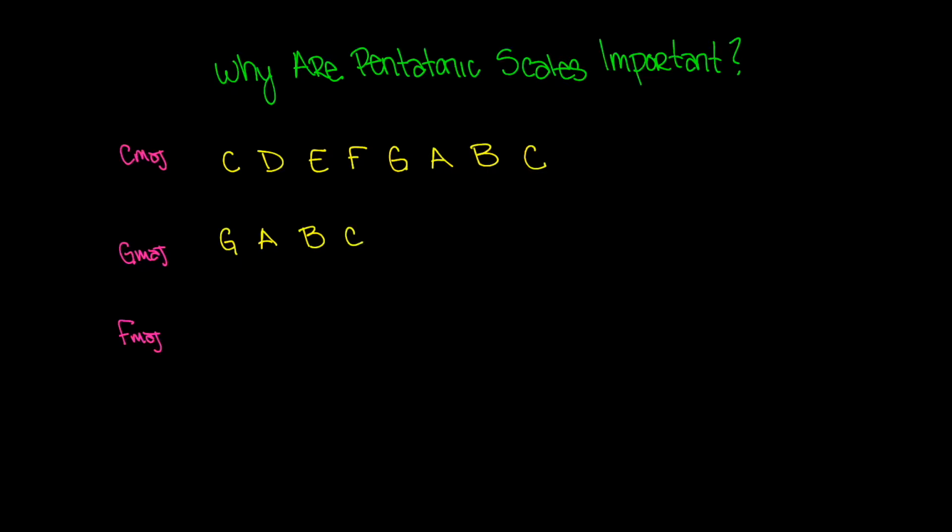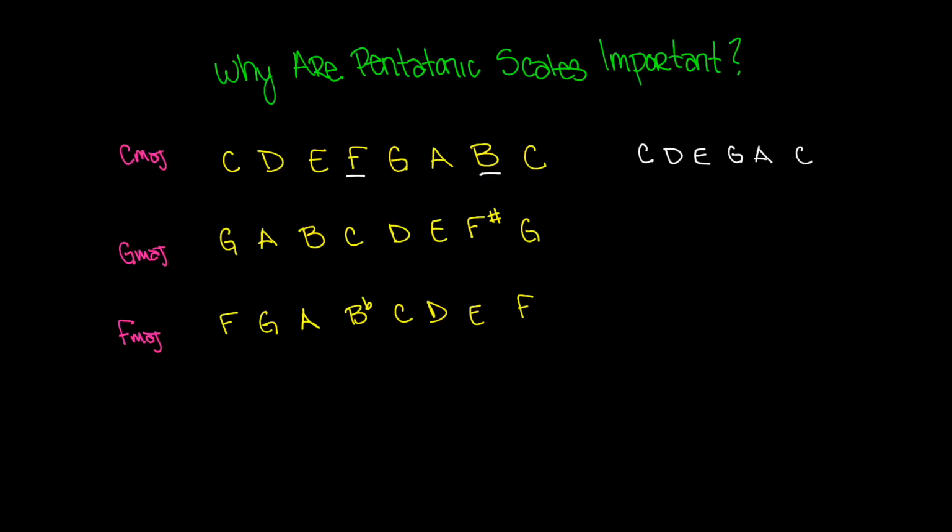All right, so what I'm going to do is just simply build these scales. F, G, A, B flat, C, D, E, F. Now, the next thing I really want to consider is, what does the C major pentatonic look like? The C major pentatonic would be a C major scale, but we're going to be eliminating degrees 4 and 7. So the C major pentatonic is going to look like C, D, E, G, A, and back to C.